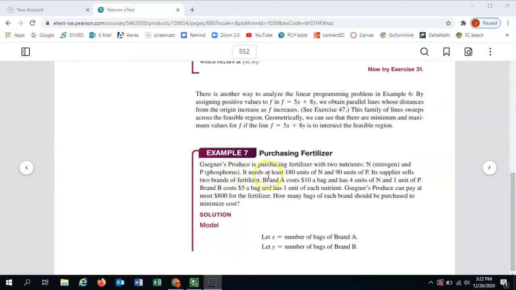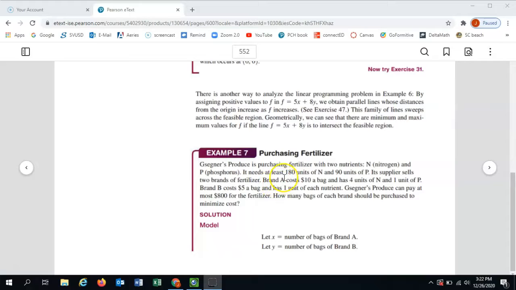So start looking at some of these phrases as we go through this, because these are going to produce the constraints within our function here. So if it, meaning the bag of fertilizer, needs at least 180 units of N and 90 units of P, so we'll get to that in a second. 2 brands of fertilizer. So here's where the variables are going to come in.